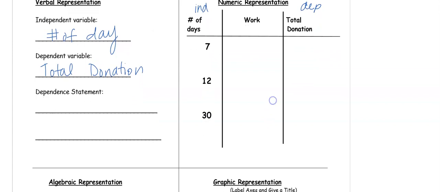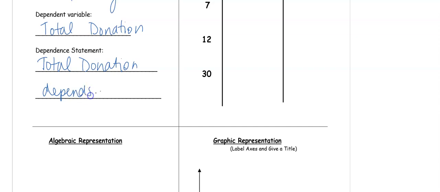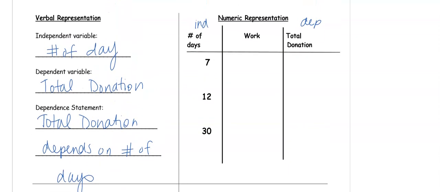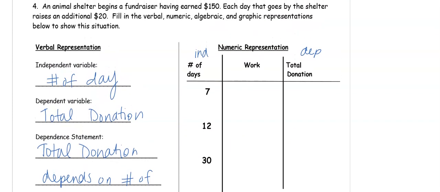To come up with our dependency statement, you take your dependent variable, so total donation, and that depends on the number of days. Okay, total donation depends on the number of days that have passed. So we started our campaign at $150. Every additional day, $20 is raised.